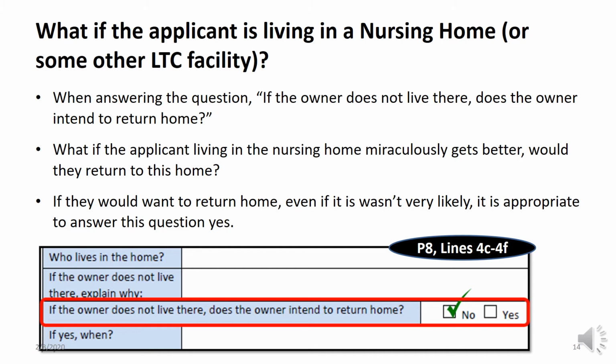And this is important to understand. Remember, for most programs that have assets and resources tests, they don't count the home as a resource or asset. However, for nursing facility coverage, single persons must have assets below $2,000, and they will not count the value of the home if the person intends to return home. So answering this question yes or no will make a difference in whether or not they count that house as an asset.